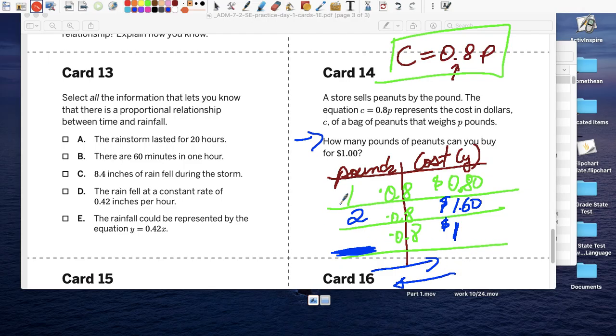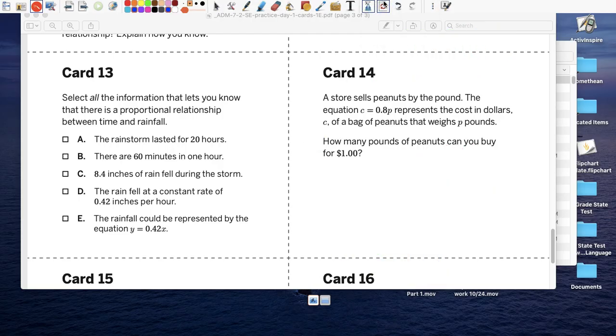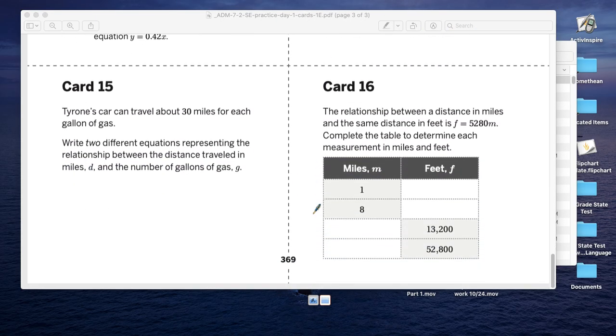So take your calculator. My phone got wet today. So we're going to go 1 divided by 0.8, and that's going to give us 1.25 pounds. So 1.25 pounds is the amount of peanuts that you bought, because that times 0.8 gives you $1. Okay. All right. 2 more.